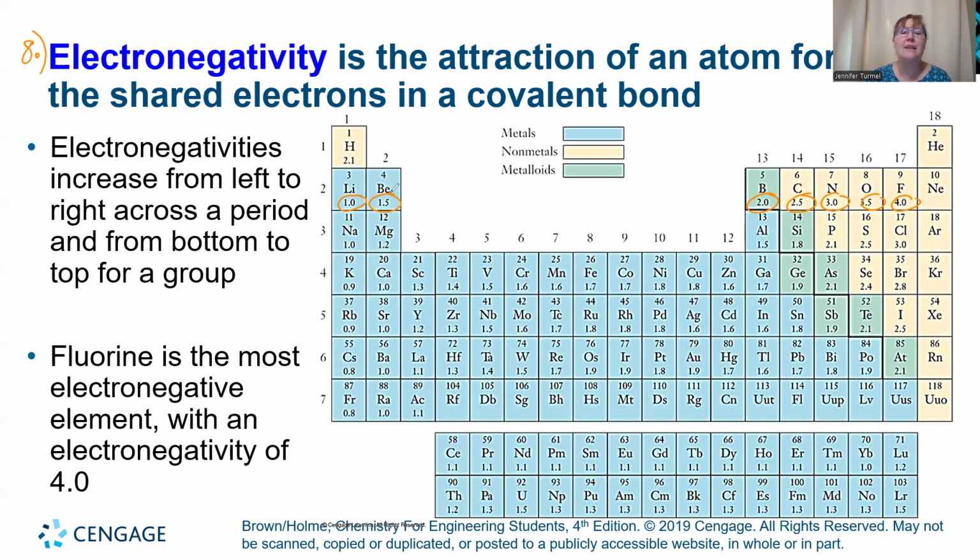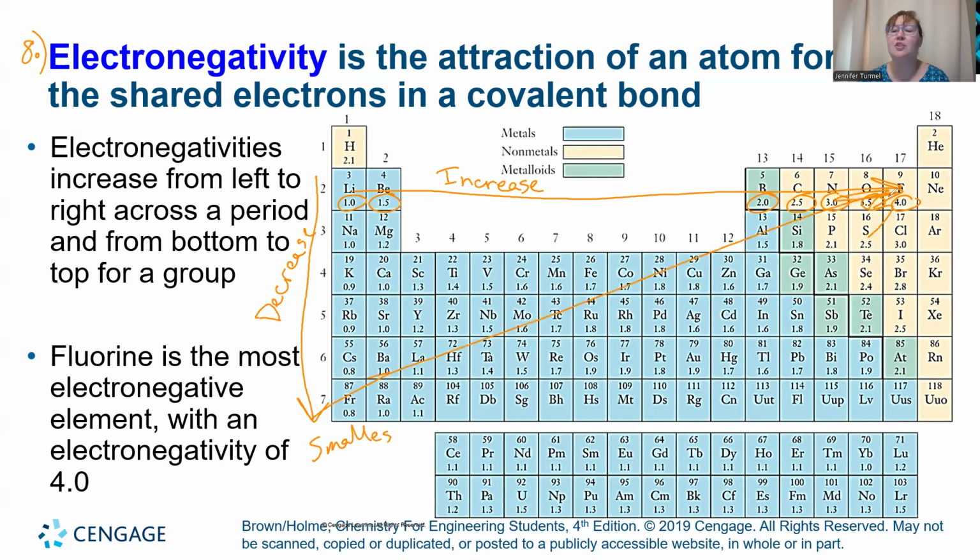Okay, so as you can see, we increase as we go across the table. And then we decrease as we go down the periodic table here. Let's see if I can write sideways. Okay. So this one is your smallest. And up here we have the largest. So this should remind you of those trends from the last chapter.